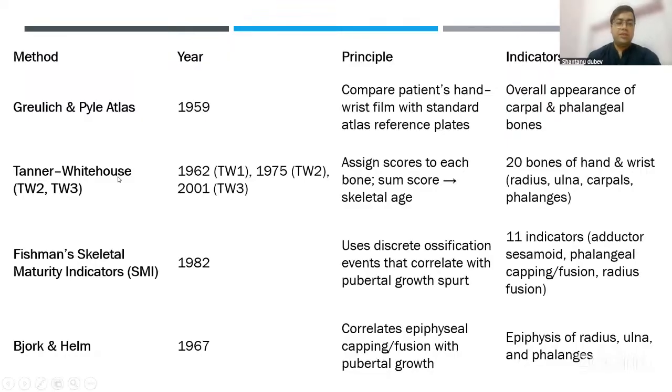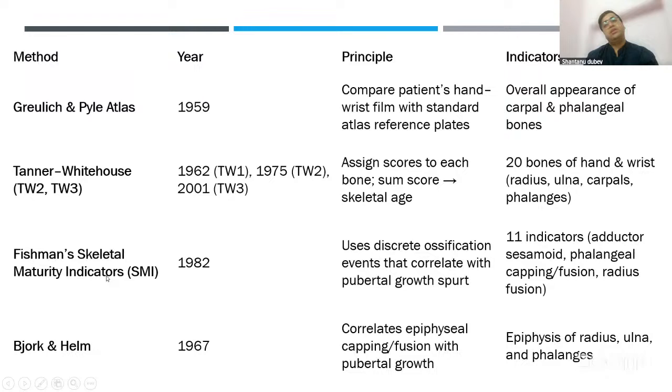Similarly, Tanner Whitehouse, which is Tanner Whitehouse 1, which came in 1962, then 2 in 1975, and then 3 in 2001. It assigns scores to each bone. The sum of the scores is the skeletal age. 20 bones of hands and wrist are included: radius, ulna, carpals, and phalanges.